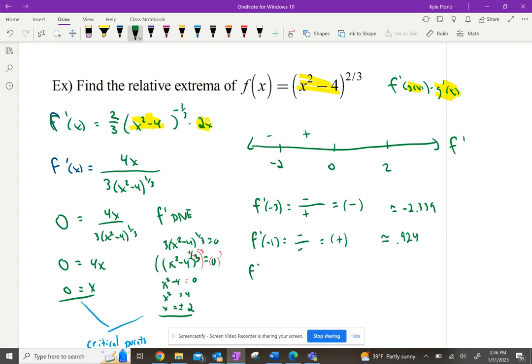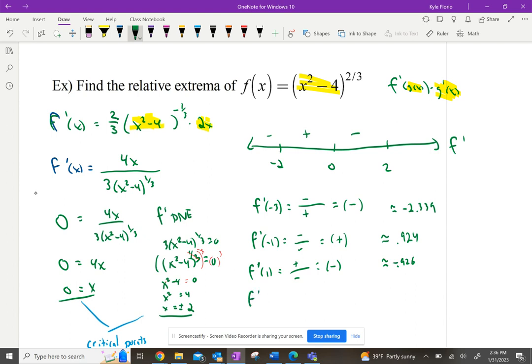Now, what's the number between 0 and 2? Let's use positive 1. Is it going to be positive or negative? Well, if I plug in a positive 1, 4 times 1 is going to be a positive number. If I plug in a 1 into the denominator, 1 squared is 1, 1 minus 4 is negative. A negative number to the 1/3 is going to be negative, times the 3 is still going to be negative. So a positive divided by a negative is going to be a negative number. When I did it in the calculator, I actually got about negative 0.926, which checks.